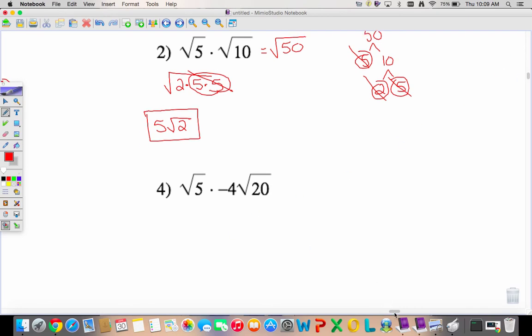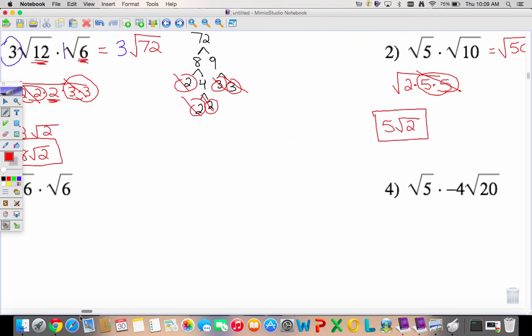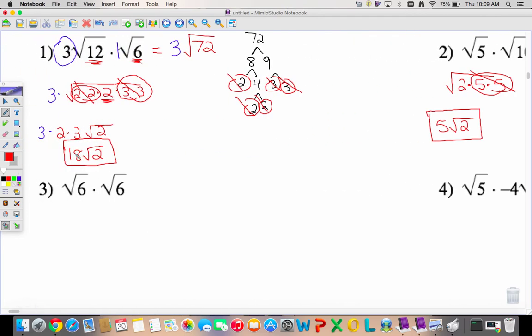Okay, and do number 3. Slide all the way back over here. Look on the outside first. You have 1 times 1, which is just 1. And on the inside, we have 6 times 6. That's going to give us the square root of 36. Well, that's really easy because what's the square root of 36? Just 6.